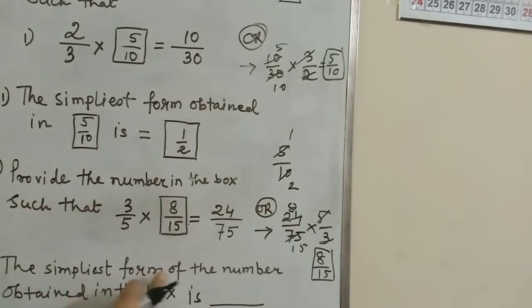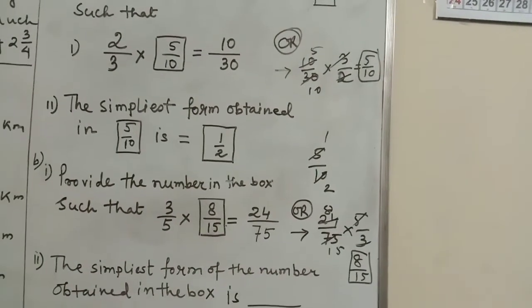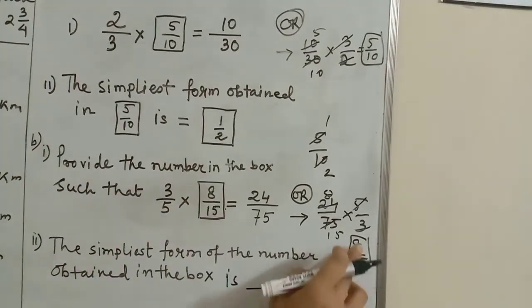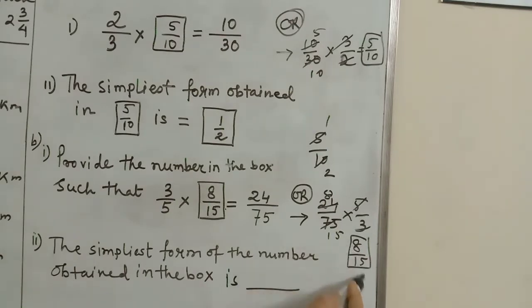Now the simplest form of the number obtained in the box is 8 by 15. There is no way to cancel the number, so there is no common factor. That is why 8 by 15 is the simplest form only. So this is the answer.